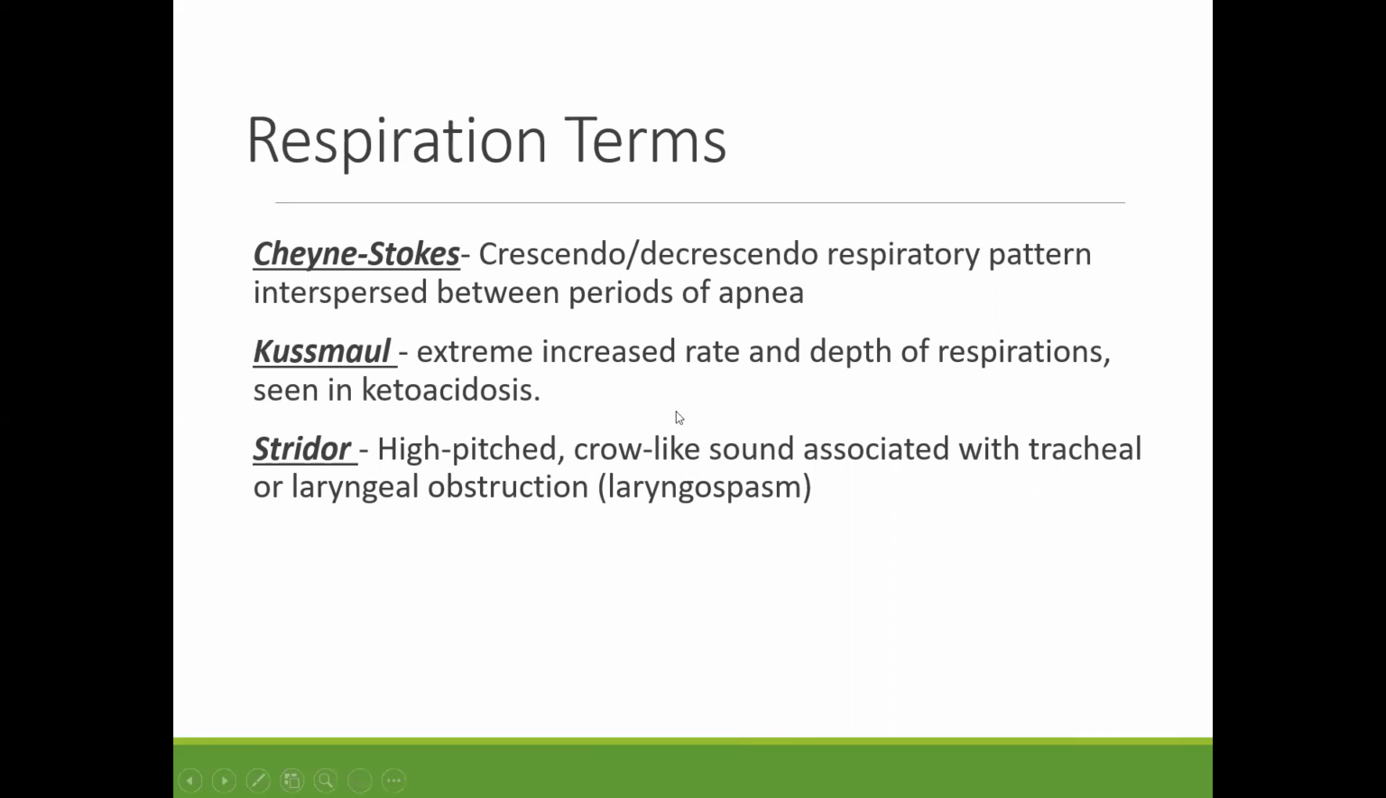Kussmaul's breathing. Kussmaul's is extreme increased rate and depth of respirations. This is usually seen in your diabetic ketoacidosis, which we'll see a little later. Very fast, very deep. No, very fast. Sometimes it's shallow. I know it says depth of respiration, but it's shallow. And sometimes they'll have fruity breath, and that's ketosis.